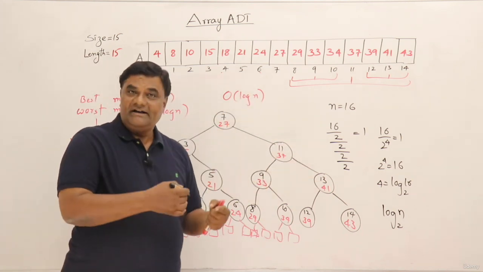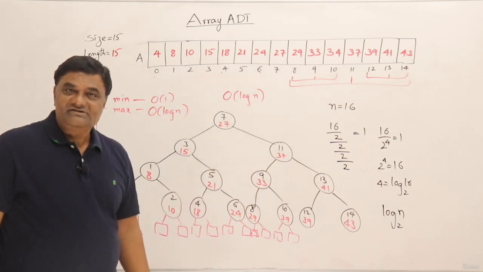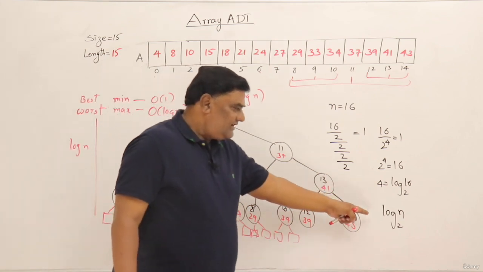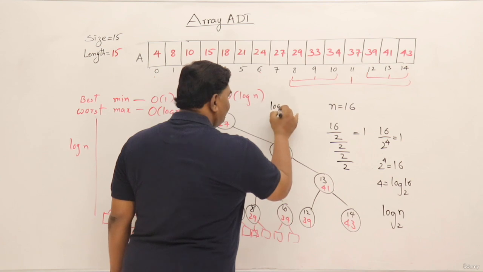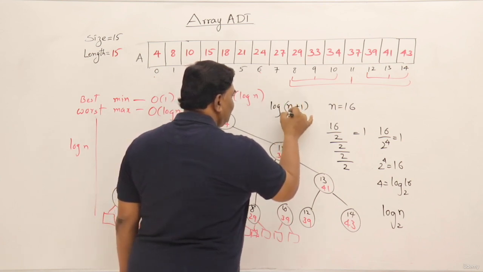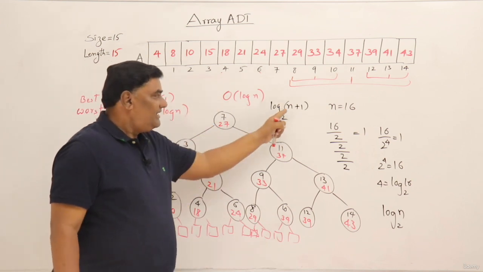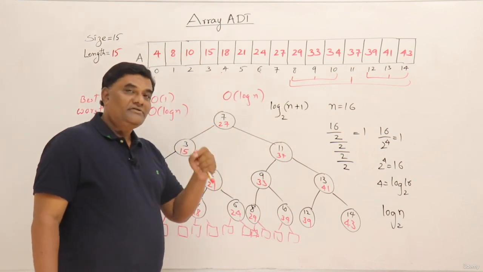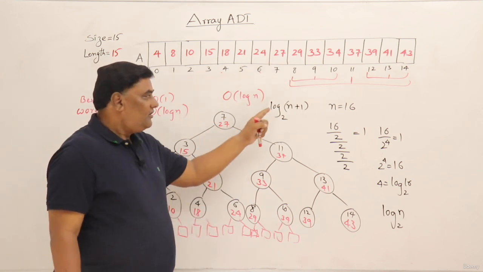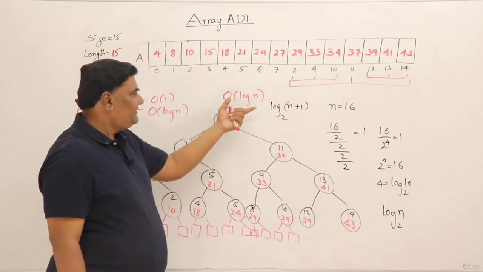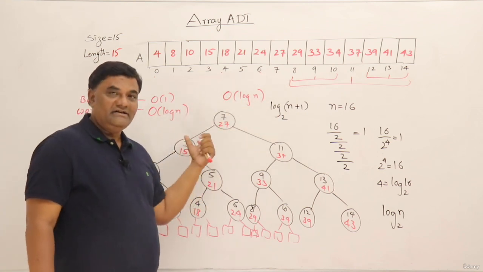I made it a power of 2 so that I can explain it here. Otherwise 15 means 15 by 2, 7, so we will not get exactly powers of 2. So I have taken an example of 16. From 16 we can observe that it is log n base 2. Whatever the number of elements you have, it is n plus 1, then log base 2. 15 elements were there, you add 1 to get 16, so log base 2. So the exact formula is log of n plus 1 base 2. But roughly we take it as log n, because the polynomial degree is log n.